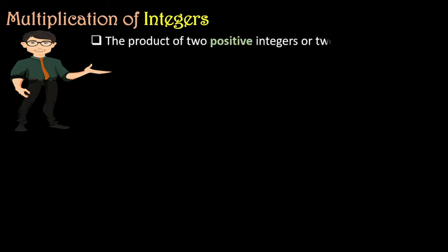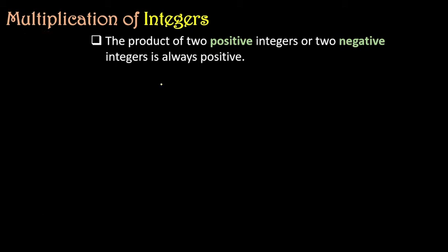The first rule is that the product of two positive integers or two negative integers is always positive. Now let's understand this rule by an example. Suppose I ask you to multiply two positive integers, plus 12 and plus 2. You will say the answer is always positive, that is 12 multiplied by 2 equals 24. According to this rule, when you multiply two positive integers, your answer is always positive. So your answer is plus 24.